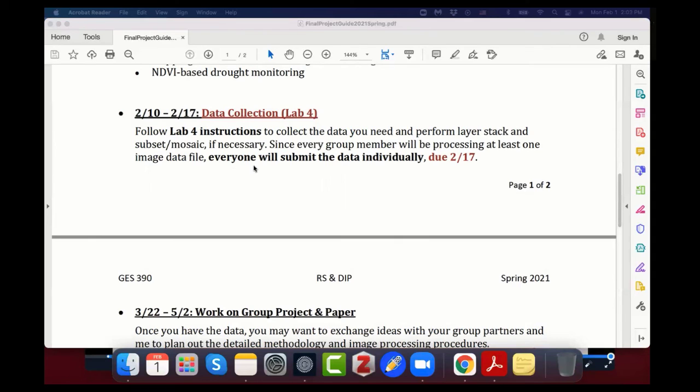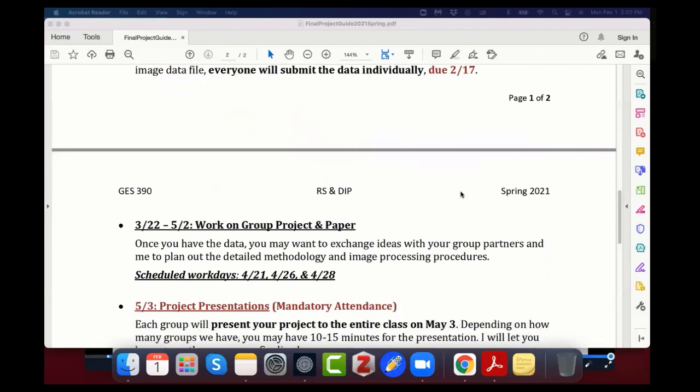Depending on your topic, maybe there's only one data source available, because each individual person within the group may work on different procedures or apply different methods. In that case, it could be just the same data source. So right now I said due February the 17th, which we can extend. So once again, I'm flexible.